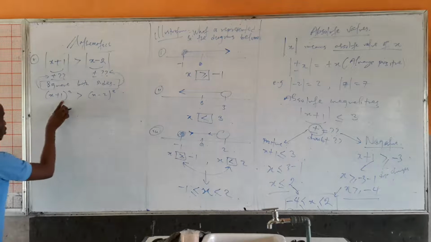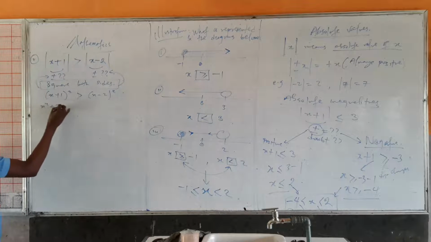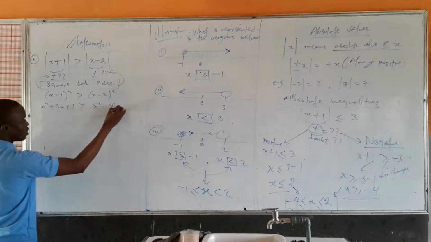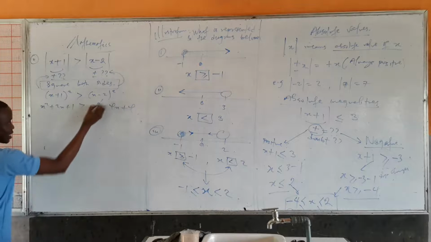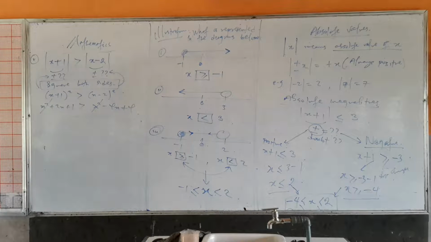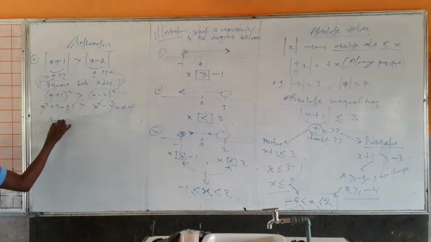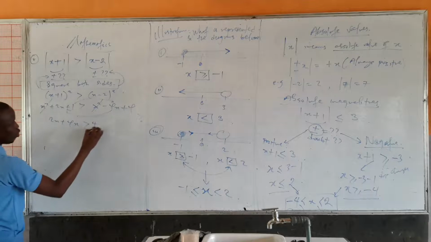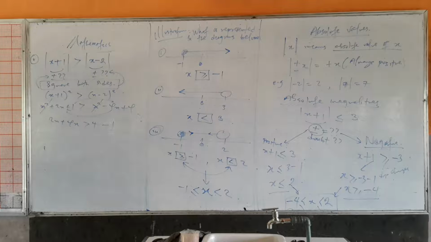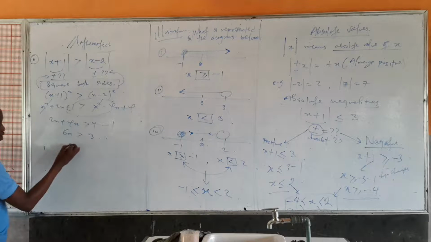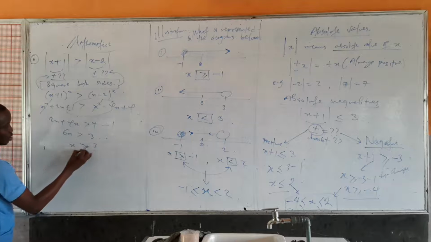Okay, so if I expand this, I have x squared plus 2x plus 1 greater than, if I expand this, x squared minus 4x plus 4. x squared cancels x squared. Very easy. Collecting like terms, I'll take this to the other side, I'll take 1 to the other side. So I have 2x plus 4x is greater than 4 minus 1. So I have 6x is greater than 3. I have x is greater than 3 over 6.